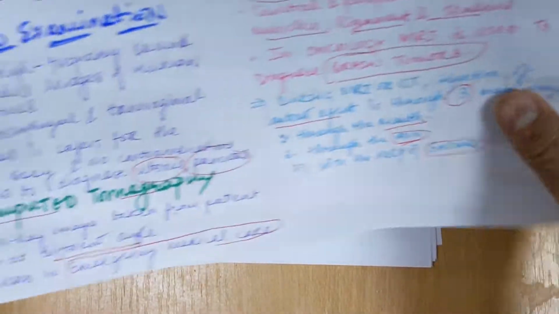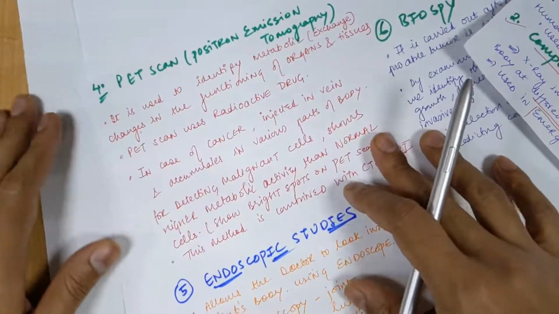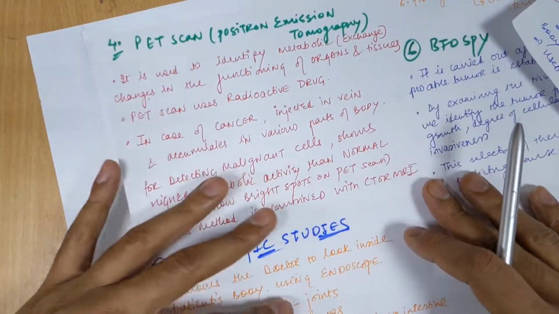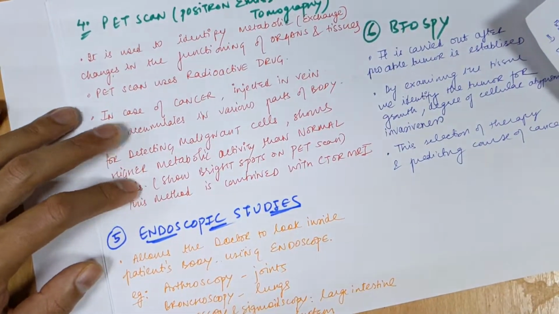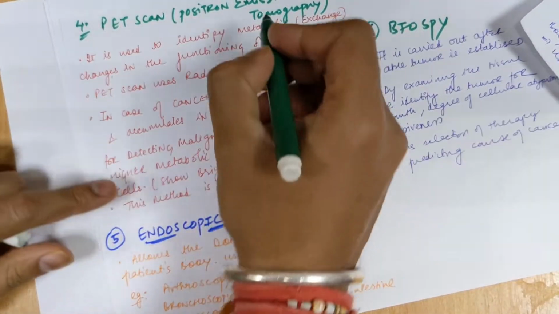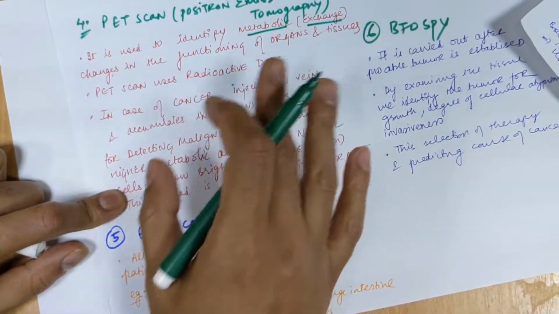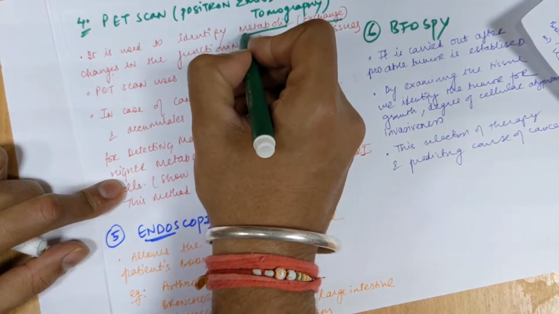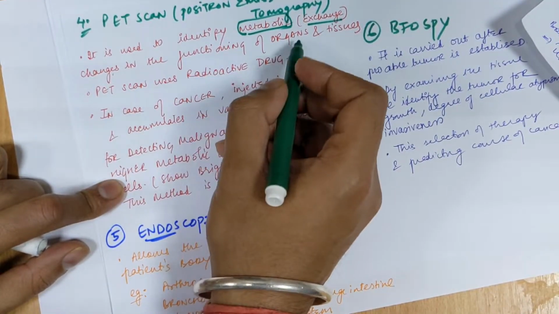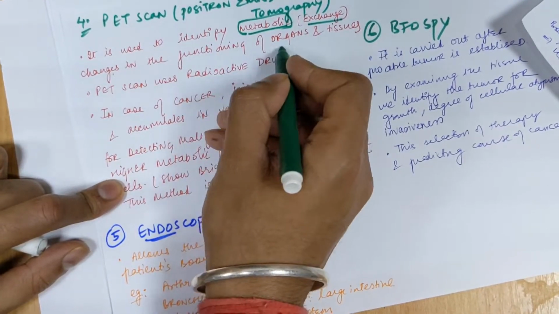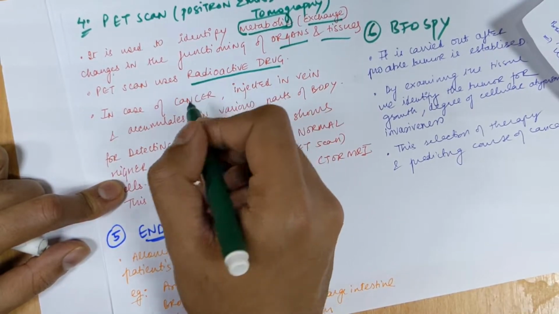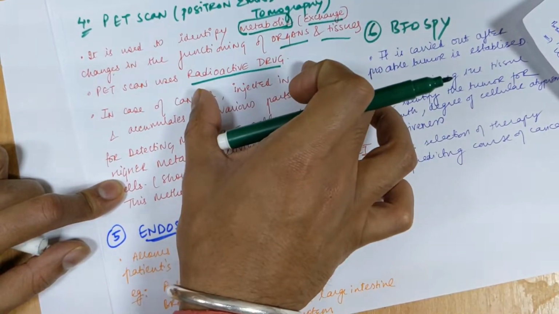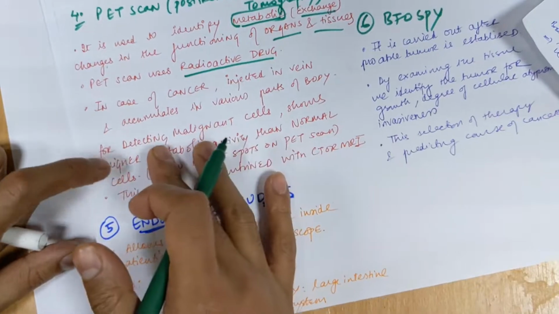Now we move on to another method called the PET scan. PET scan is positron emission tomography. It is used to identify the metabolic exchange, not any soft tissues or bone. It is used only for metabolic exchange, the functioning changes occurring in the organs and tissues. PET scan uses a radioactive drug to diagnose, and this radioactive drug is inserted as a contrast agent, like MRI and CT.